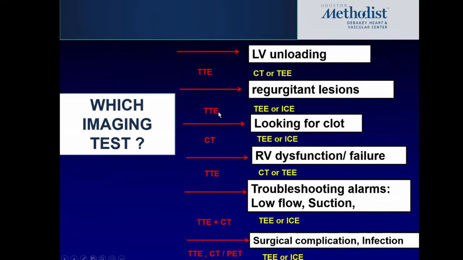So, looking at a patient presenting with a clinical question, when would you use CT? I think CT would be useful when you're looking for clot, obviously. If you don't have any other options and you want to look at RV function, CT would be a good option. Troubleshooting, I think this is what we use it for most of the time. If you have a low flow alarm or suspicion of suction, I think CT is very useful. And I think there's no question that for surgical complications or infection, CT and PET are clearly the most adequate tests.